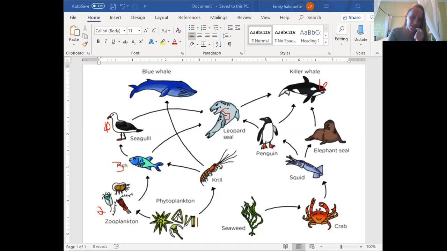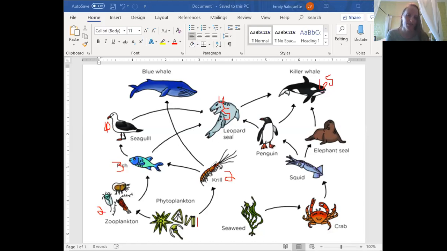I could have here also started at the phytoplankton, which is 1, gone to the zooplankton, which is 2, gone to the fish, which is 3. But from here, instead of going to the seagull, I could go directly to the leopard seal, which makes the leopard seal a 4 in that case, and the killer whale would be a 5 in that case. Then I could also start at the phytoplankton and go to the krill, which would make the krill number 2. And then from the krill, I could go to the fish, which would be 3. But since the fish is 3 in all of those, everything from there on would be the same.